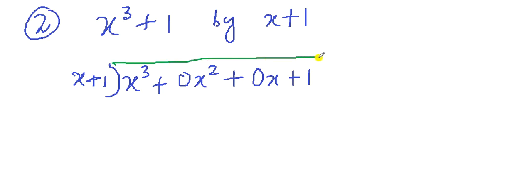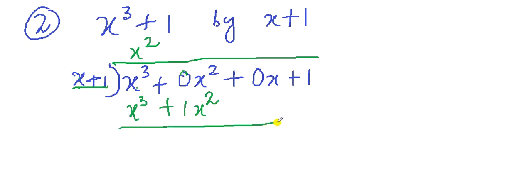So now I'll follow my general method. To get x cube, I need to multiply x with x square. Once I have written the term in the quotient, I will multiply that with all the terms in the divisor. So x times x square is x cube and 1 times x square is 1x square. Hope now you have understood why I have included this term, because it will not disturb our arrangement of terms, because everything we have written is in order.